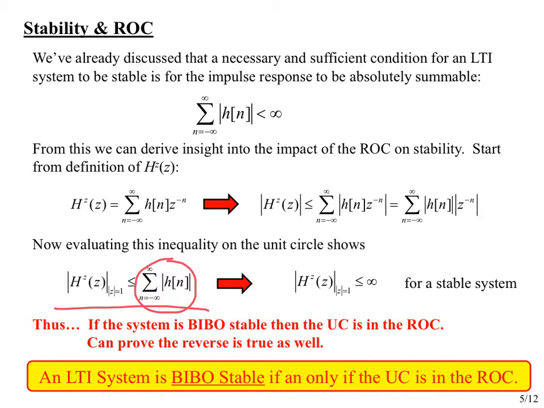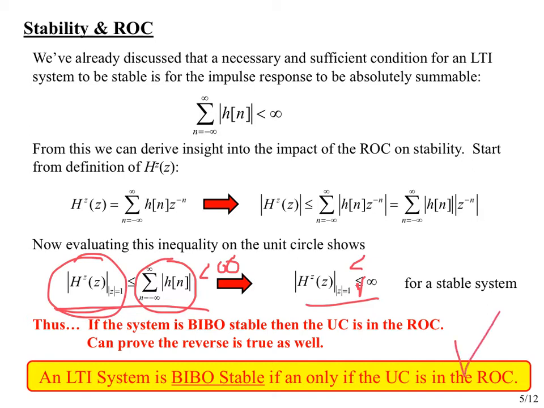And so, oh, I shouldn't have less than or equal to here. That should just be less than, because this must be less than infinity. So now I can bound this strictly by infinity. So what this says is that if the system is BIBO stable, then the unit circle must be in the region of convergence, since I've shown that the magnitude of the transfer function on the unit circle is less than infinity.